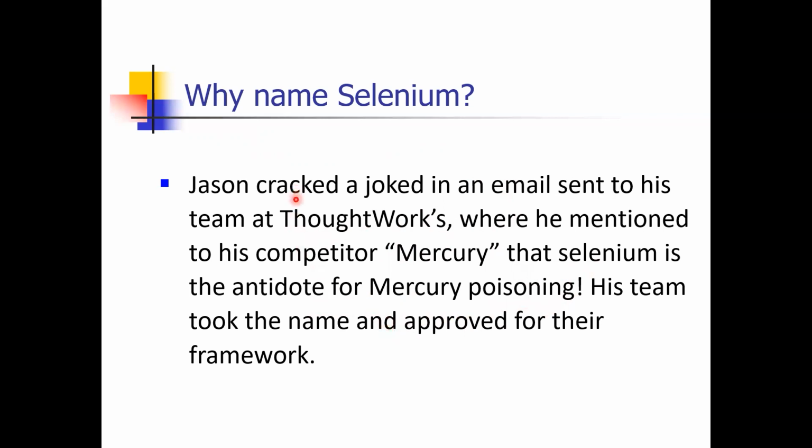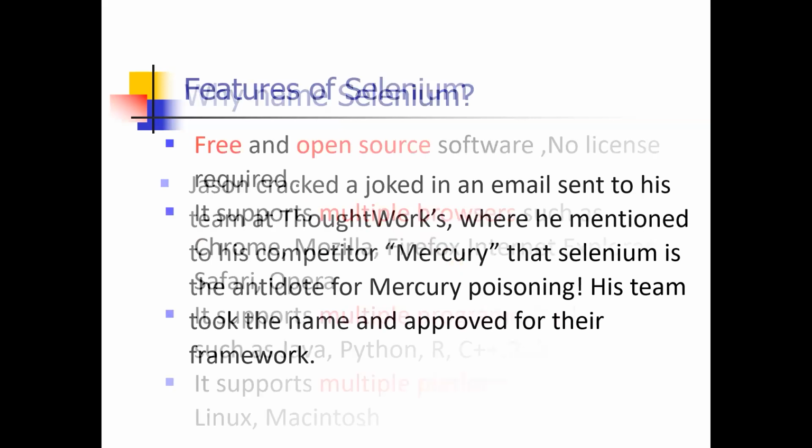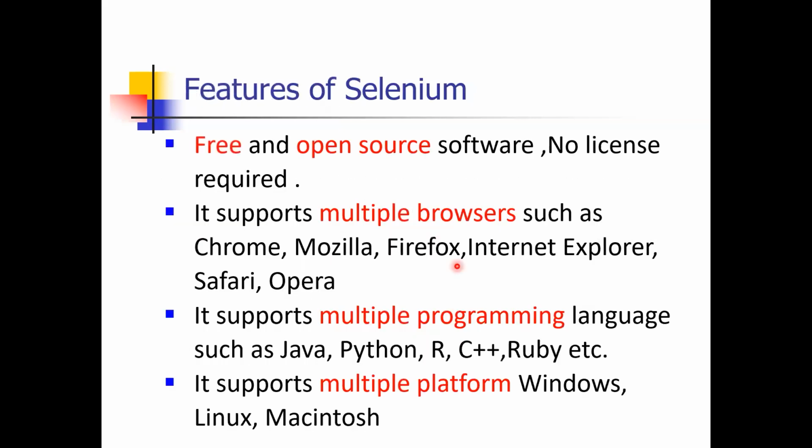Jason Huggins cracked the joke in the email to their competitor, named Mercury. They mentioned that for mercury poisoning, Selenium is an antidote. They had that in their names, and that's why the approved name was Selenium. Now, what are the features of Selenium?